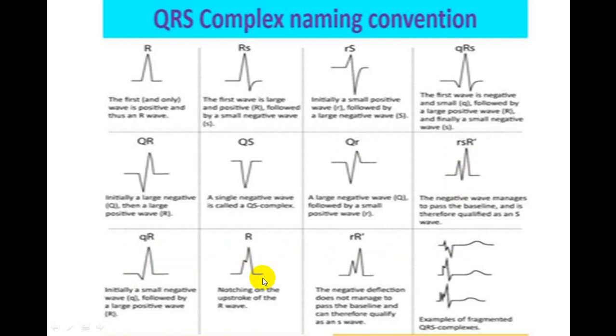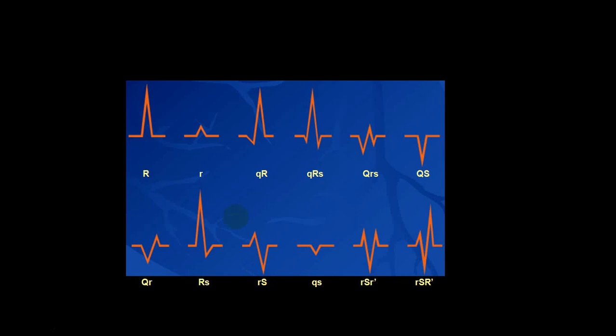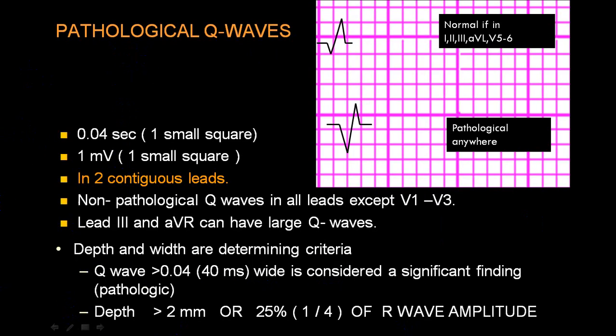This is the same thing given here. Single positive, capital R. Small positive, we write a small r. Small q followed by a big R, that is capital R. That way we write all of these. Just go through that. It will be very helpful because we'll be using that terminology every now and then. Now first we are going through what we call the Q wave.